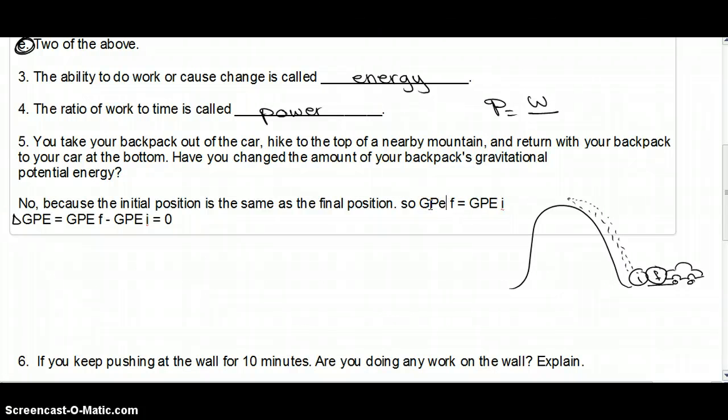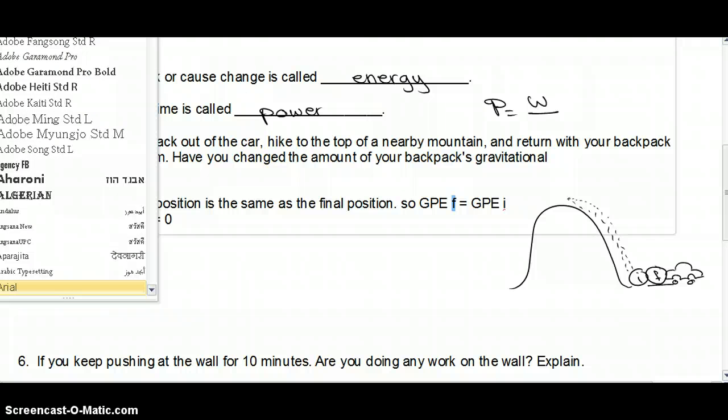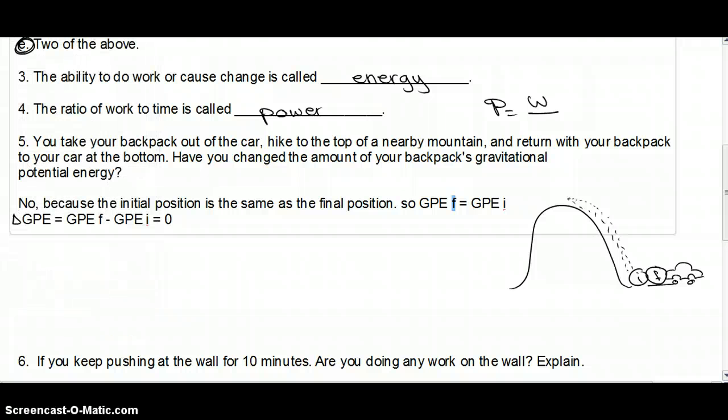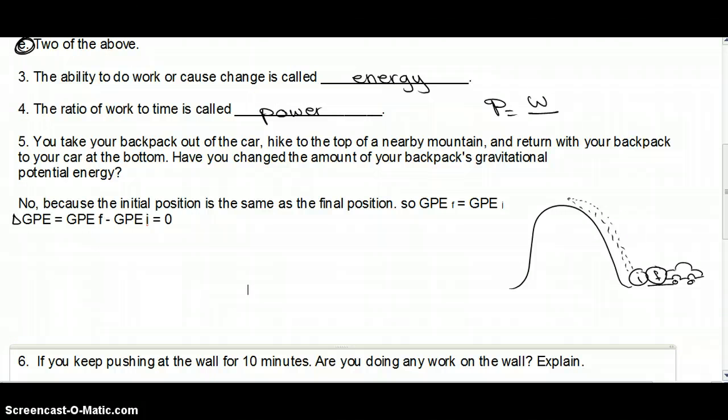So the answer is no, because the initial position is the same as the final position. So the gravitational potential energy at the end of the journey is the same as the gravitational potential energy in the beginning. And that causes the change in the gravitational potential energy to be exactly 0. Okay? So let's move on to the next question.